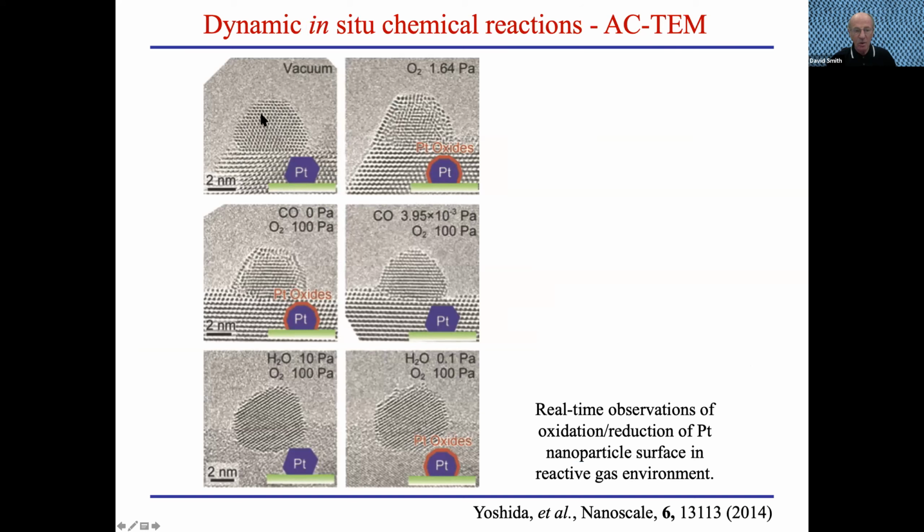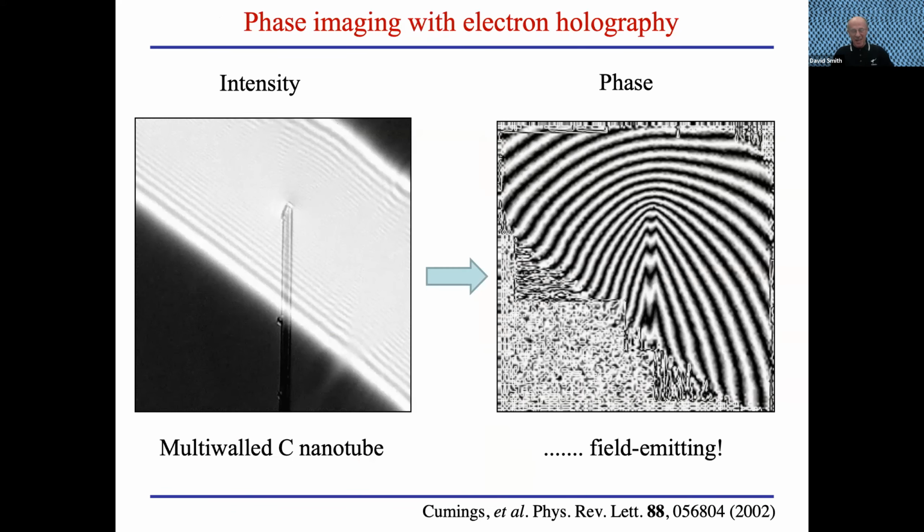Here's a case where we're looking at the oxidation and reduction of this platinum particle. And I also point out this very interesting example from the work of John Cummings and Wally, where they were looking at, here is a carbon nanotube that's actually field emitting. Could STEM get any useful information from that? Look at the incredible reconstruction of the three-dimensional electric field surrounding this carbon nanotube.